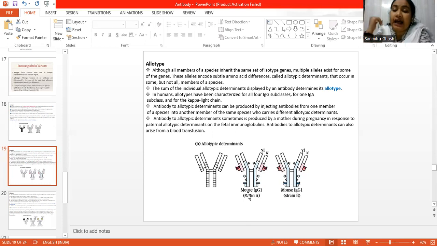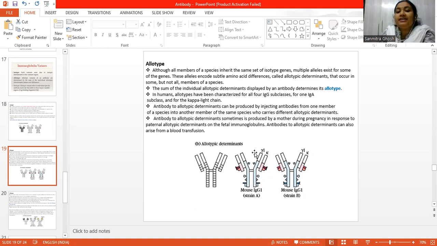Since they have different alleles encoding the amino acid sequences for this particular region, although the amino acid sequence is more or less maximally the same over here, there will be subtle changes in very few positions. And because of these subtle changes in these very few positions, this IgG1 of strain A is different from the IgG1 of strain B.